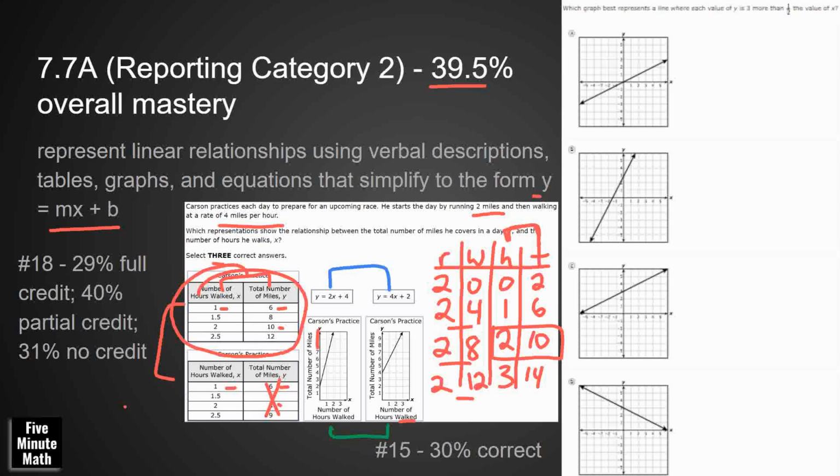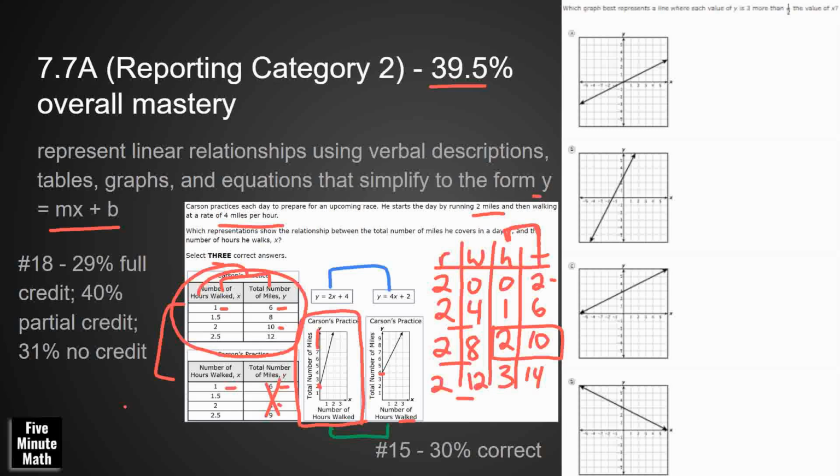So we need, when it's 0 hours walked, before he's even started walking, he's already gone 2 total miles. So that is our y-intercept right there. We need that y-intercept. This one has 4, and that's the rate, and that's not going to work. So this is our correct answer, simply because the y-intercept is correct.